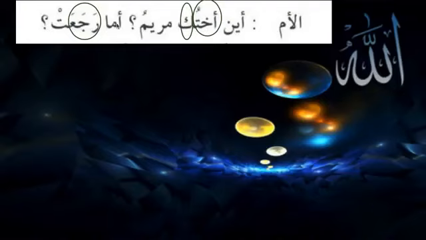So, ama raja'at. We know a is harfun istifham and ma is harfun nafi. So it's a rhetorical question. Did she not return? Raja'a, and this ta is ta'u tanisi. Raja'a is the fa'il.